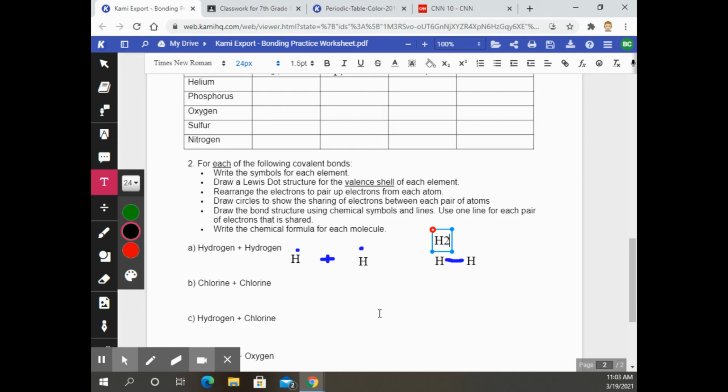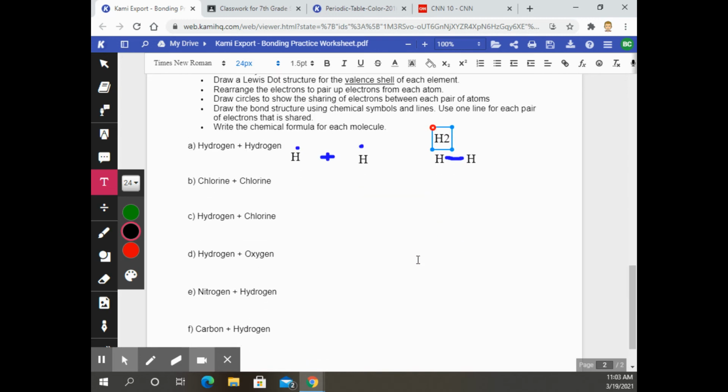So I want to go over one of the harder ones after this to show you guys how this relates to ionic bonds as well. So I'm going to leave this up here, but I want you guys to listen. Don't try to get these down right now. Try to listen. All right?